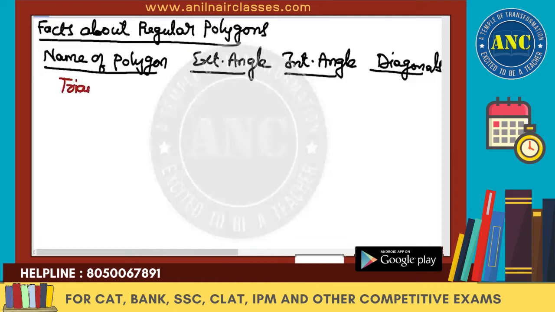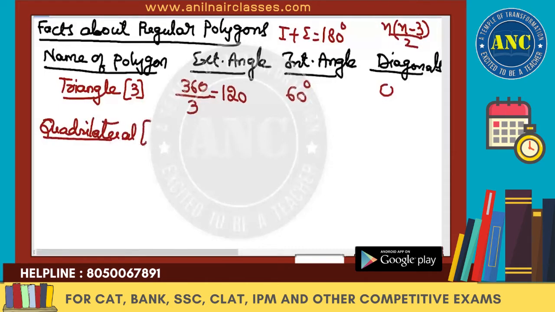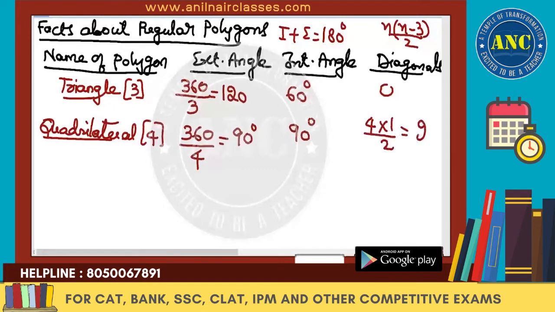Suppose it is a triangle. Triangle means number of sides is 3. So each exterior angle is 360 by 3, which is 120. Interior plus exterior is 180, so interior will be 60. The number of diagonals will be 0, which is 3 into 3 minus 3 by 2. Next, quadrilateral: 4 sides. 360 by 4 is 90, 180 minus 90 is 90. Diagonals: 4 into 4 minus 3 by 2, which is 2.